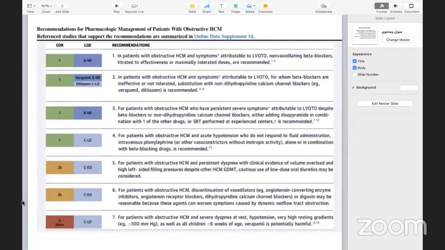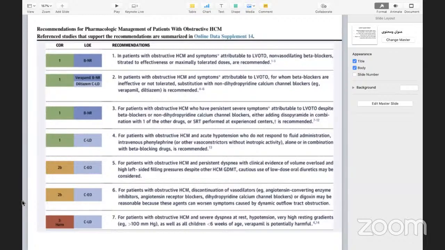You start them as class 1 with beta blockers, okay? And it's successful in up to 80% of patients. It relieves their symptoms. And then if the patients did not tolerate beta blockers, or they have, for example, ineffective treatment with beta blockers, then you start them on calcium channel blockers like verapamil or diltiazem.